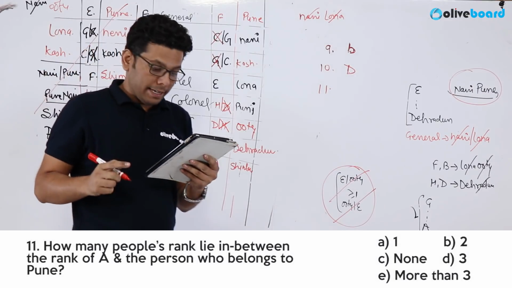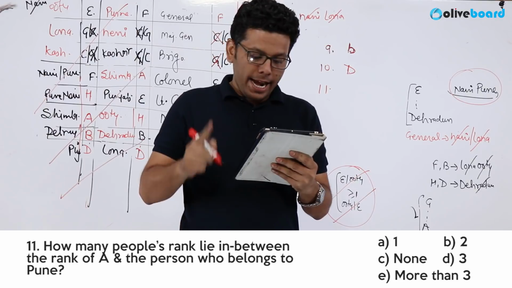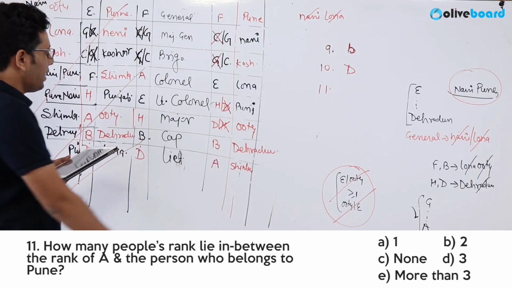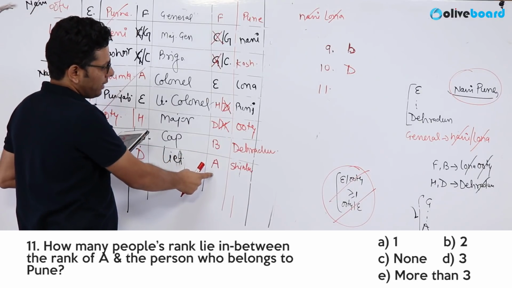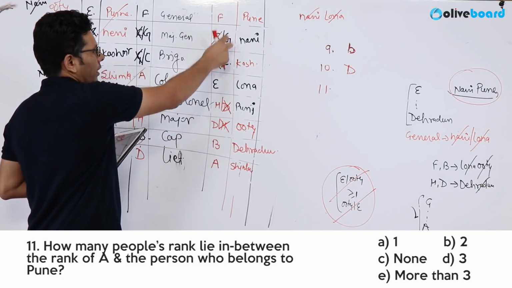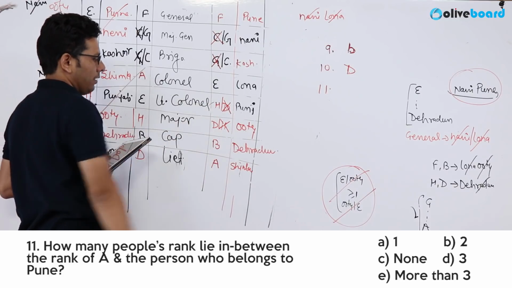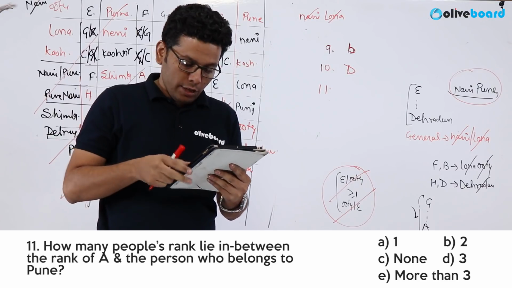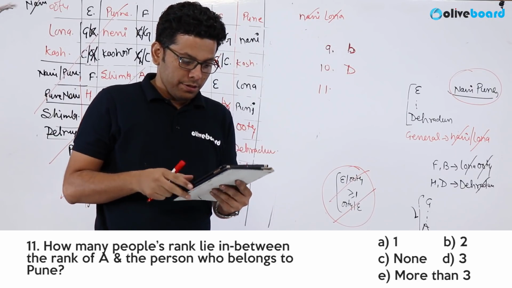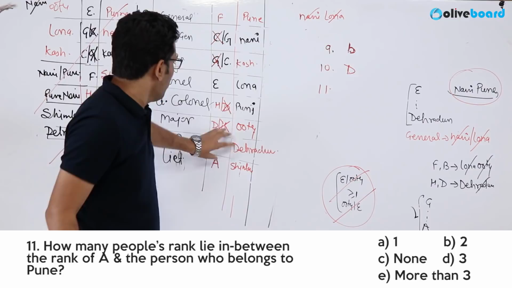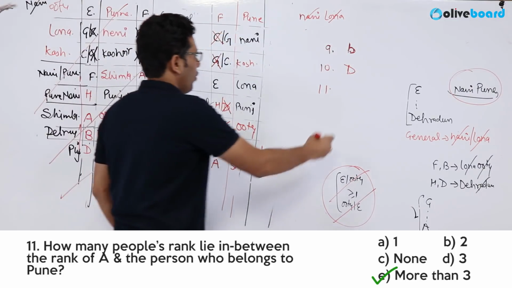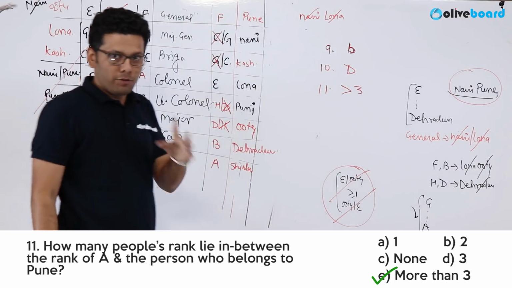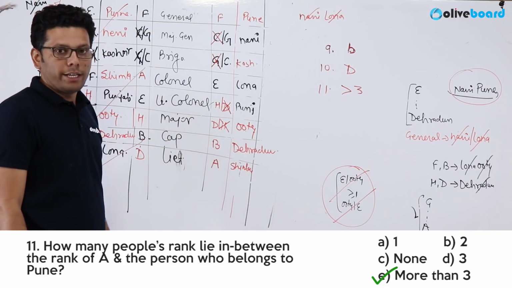How many people's rank lie between A and the person who is from Pune? How many persons are between A and Pune? This is the A. And where is the Pune? This is 1, 2, 3, 4, 5 and 6. So there are 6 persons between A and Pune. So your answer would be more than 3. There was an option saying more than 3.